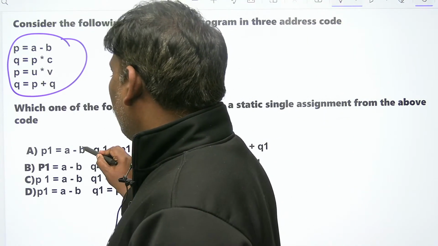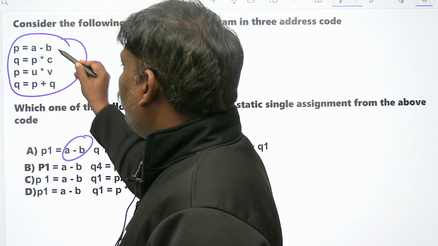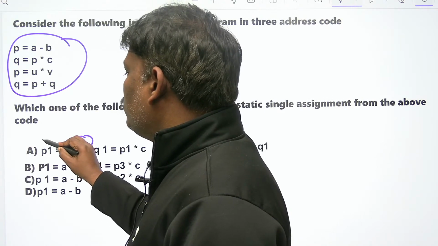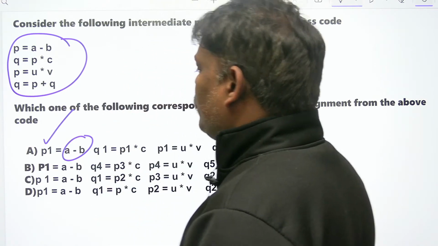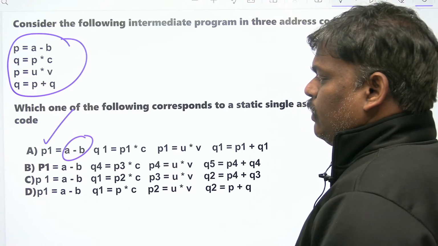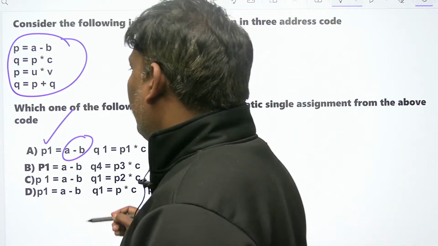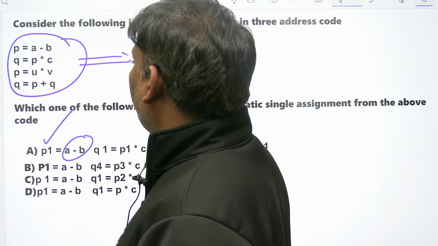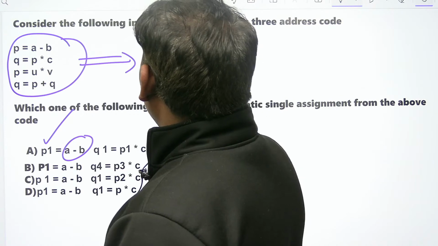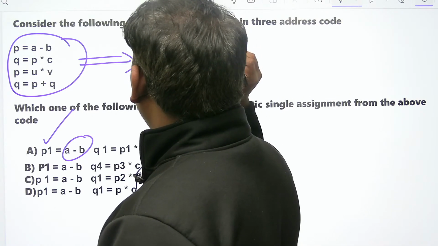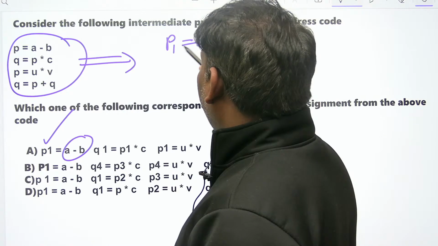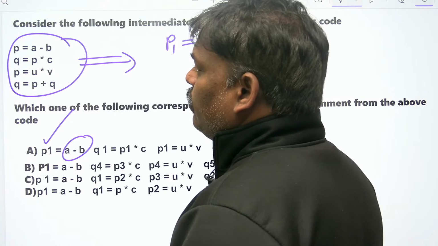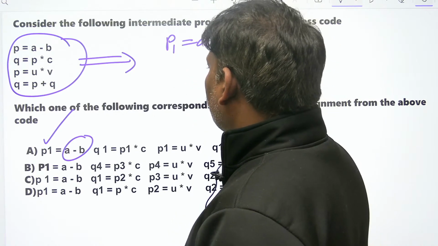Let's see, everyone now. A minus B will go to where? P. A minus B will go to P. They kept P1, it's okay. A minus B will go to P1. That is fine. Next one. Let me write: A minus B will go to P1. See the next one. There, where P was, I wrote P1. That's fine.